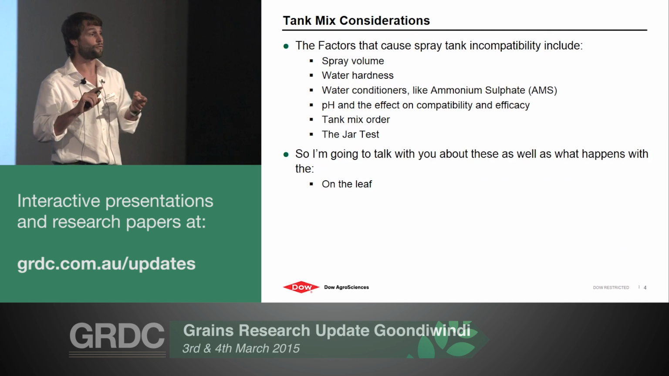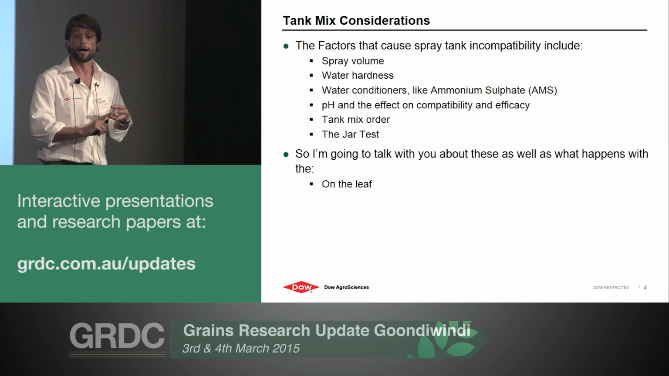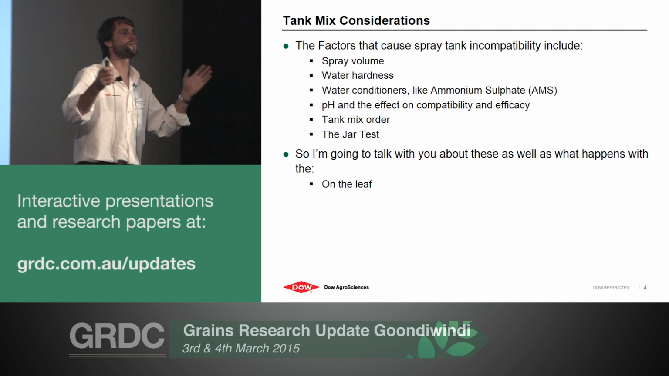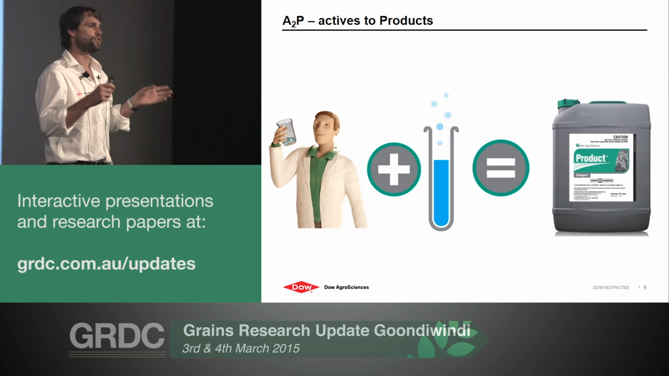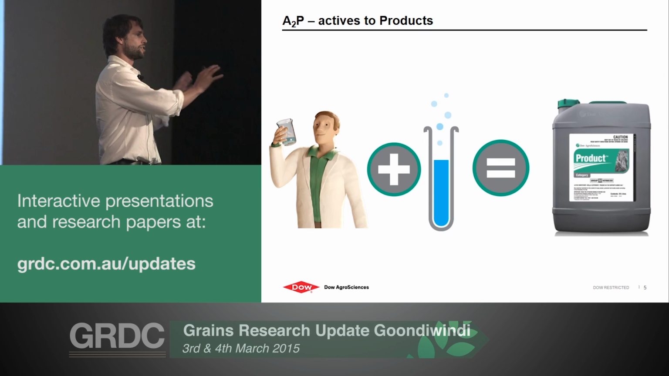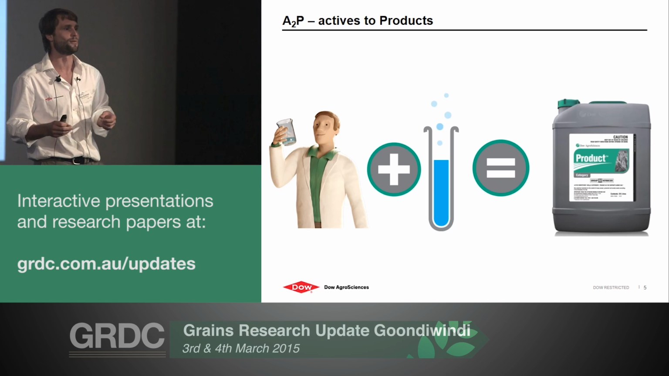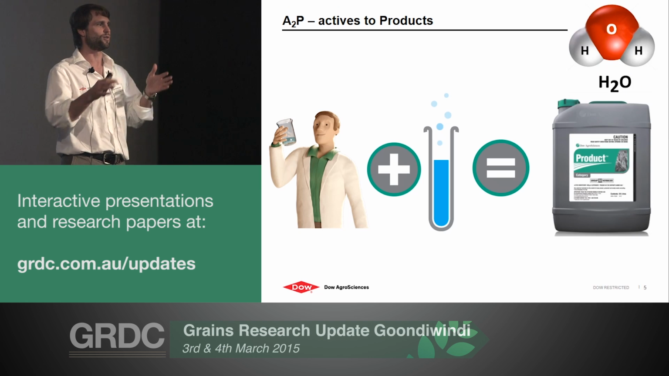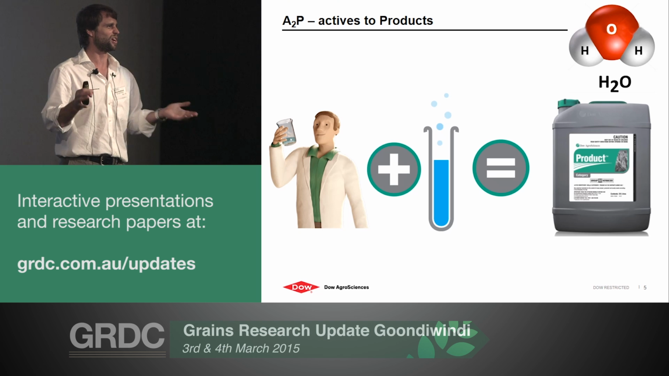I'm going to go over spray volume, water hardness, water conditioners, pH, tank mix order, something called the jar test, which you might be familiar with, and then how it all ends up on the leaf. I worked for a group called Actives to Products. We took actives from a discovery group and put them into products at the end, where you sell it in the drum. It's also a nerdy takeoff on H2O, and all the products end up in water, so it kind of works.